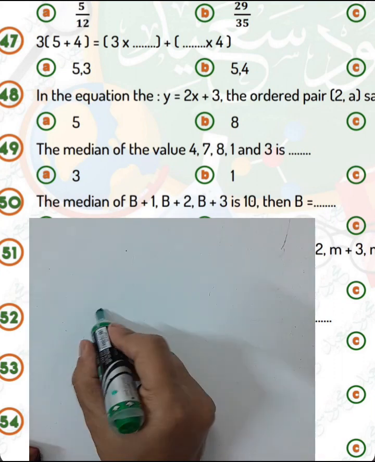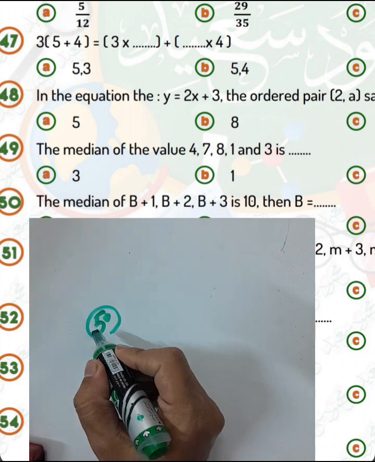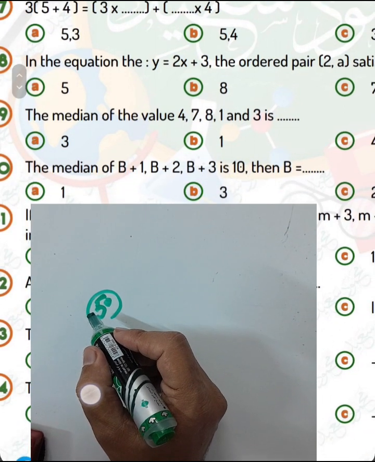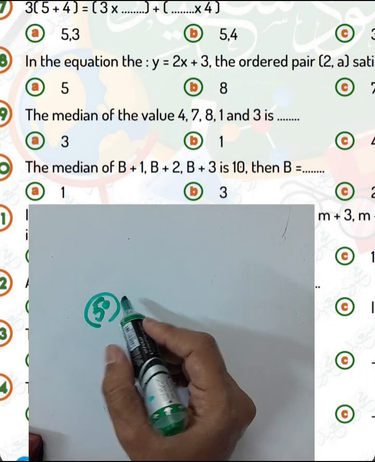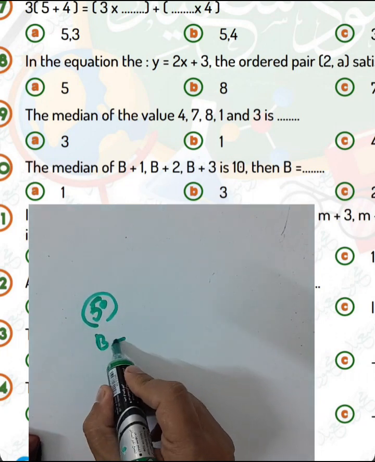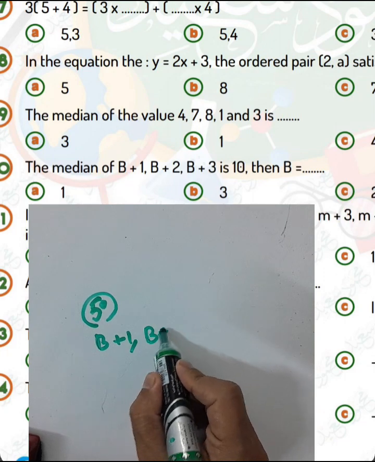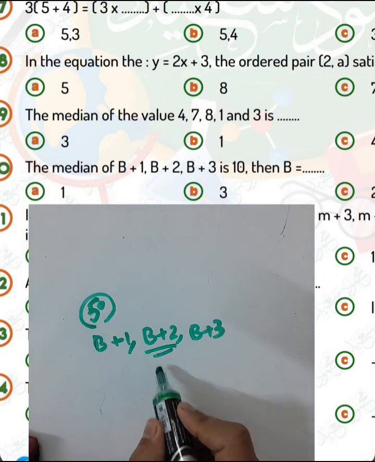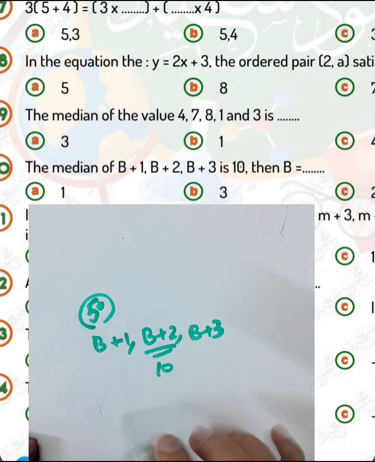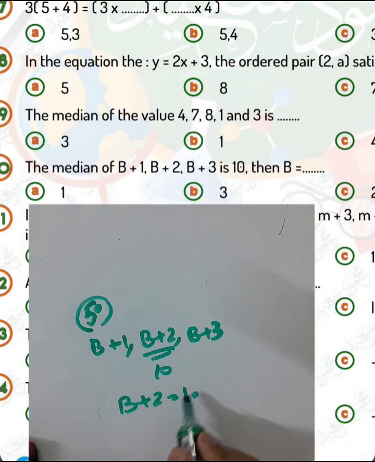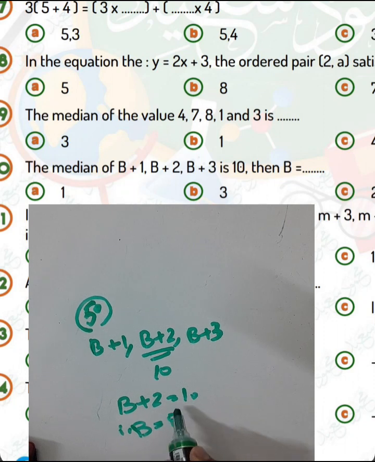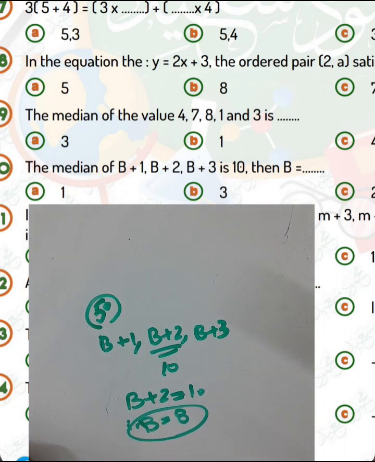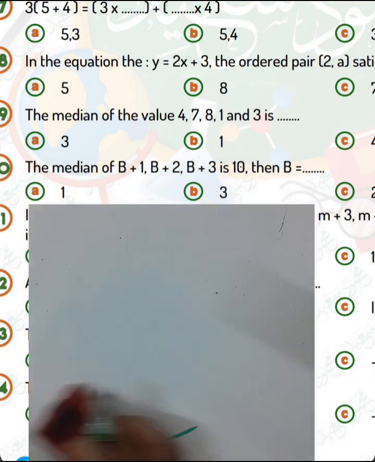Question 50. The median of the values is 10. Then what is b? We can find the value of b by arranging the values: first number b plus 1, and then b plus 2 and b plus 3. It tells us the median will be 10. Then b plus 2 equals 10. Then b will be 8 because 10 minus 2 equals 8. Okay, because 8 plus 2 equals 10.